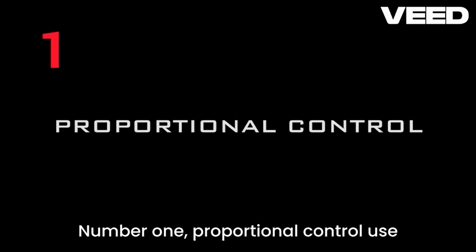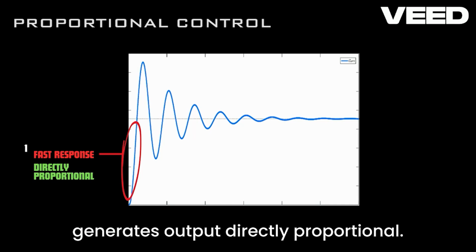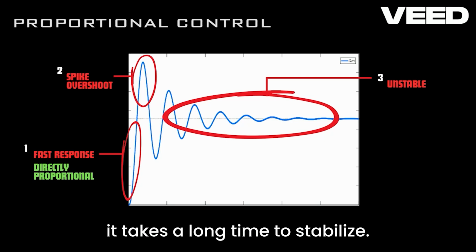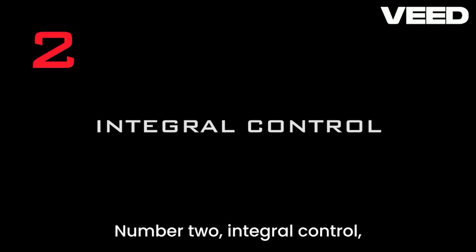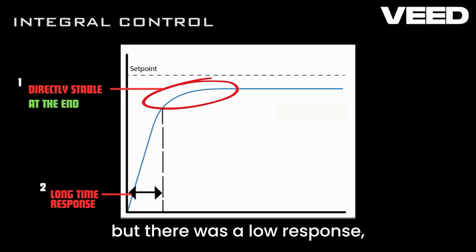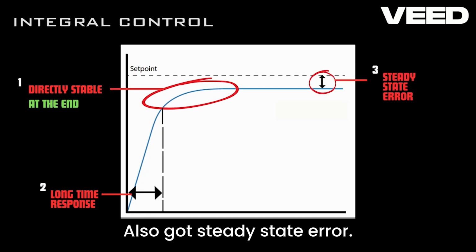Number 1, proportional control. Use for immediate fast response, which generates output directly proportional, but the disadvantages are high overshoot. Also it takes a long time to stabilize. Number 2, integral control. Directly stable at the end, but there is a low response, which takes a long time to increase. Also got steady state error.